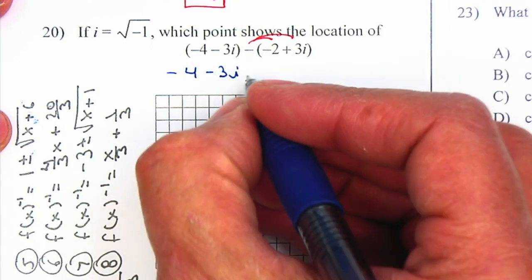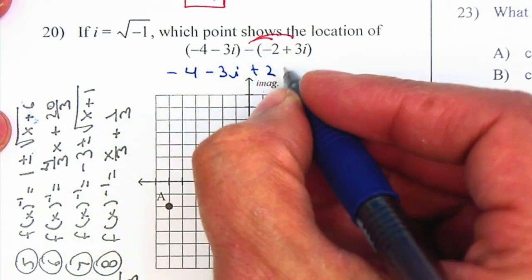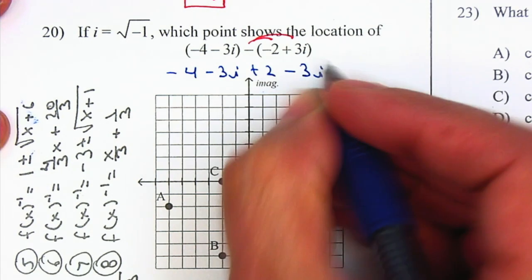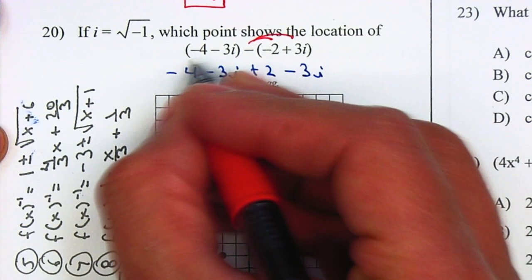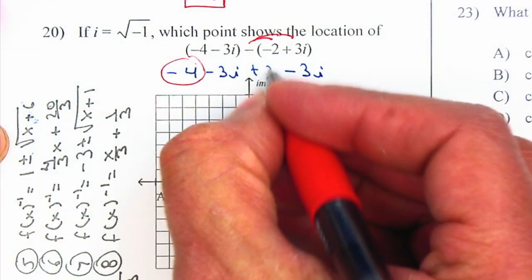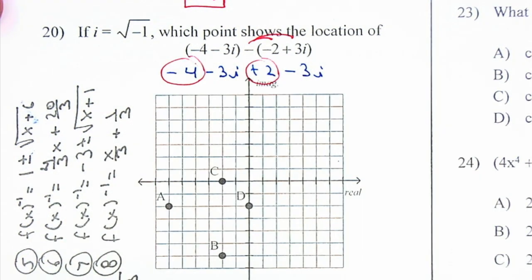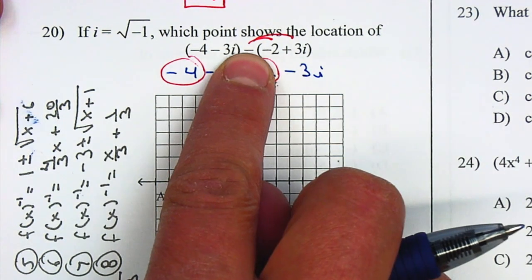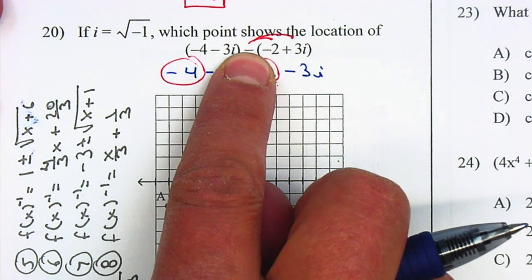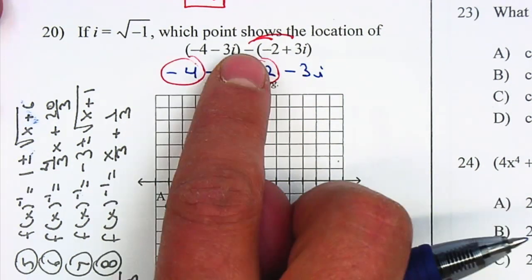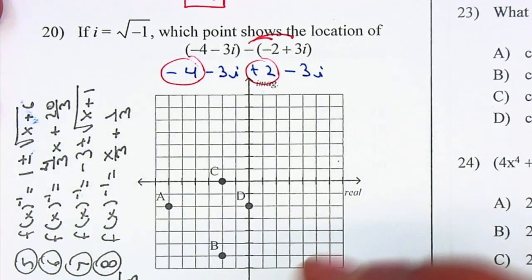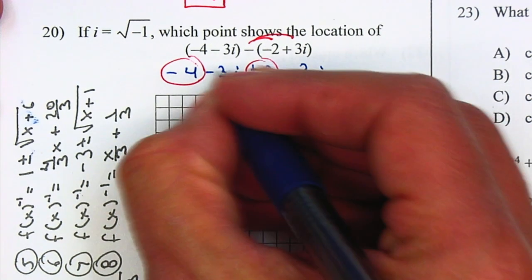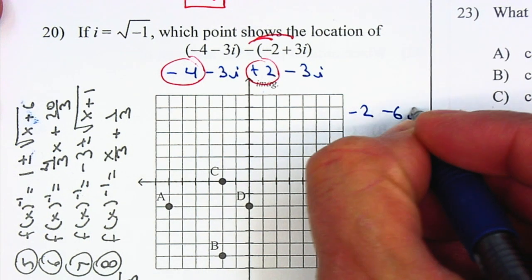So negative times negative becomes a +2. Negative times positive is -3i. From here, many of you are very tempted to distribute, but we just need to combine like terms, much easier. If there was nothing in between, then we would need to distribute, or FOIL. But in this case, there's a minus, so we just distribute the -1 and then combine like terms. That'll give me -2 and -6i.